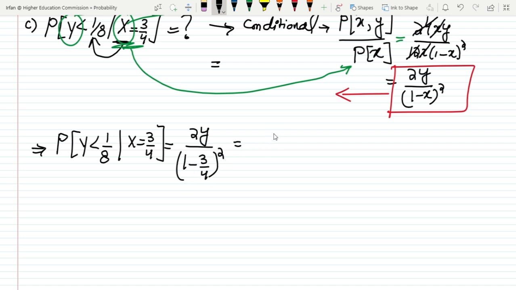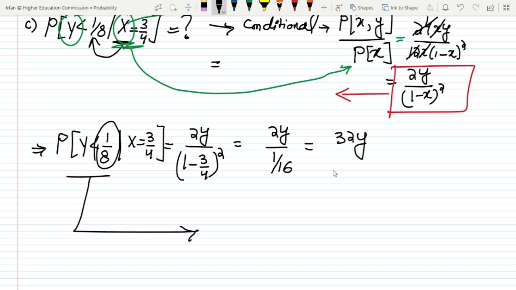So I will get 2y divided by 1 minus 3 by 4, which is 1 by 4. So this will become 1 over 16, which will be 32y. This is for the marginal density of this one. Now, in order to find the value for that instance, we have to integrate from 0 to 1 by 8.